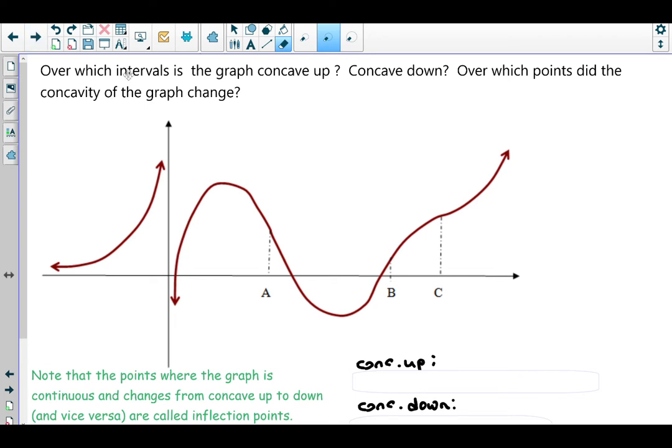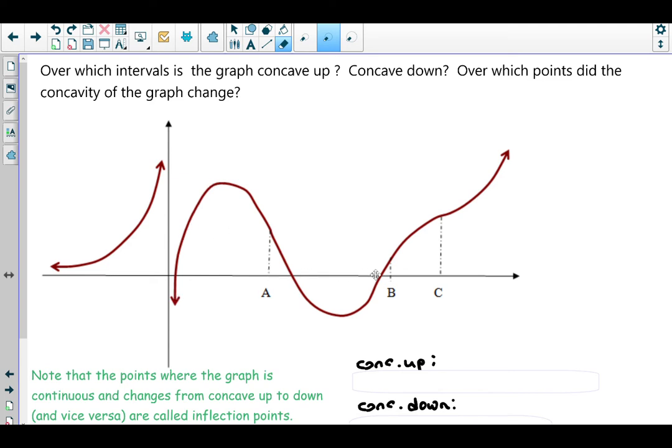Here our question is, over which intervals is the graph concave up? Where is it concave down? And over which points did the concavity of the graph change? Okay, so we see that over here is concave up, the first interval, from -infinity to 0. Then from 0 to the point x equals a, it's concave down.